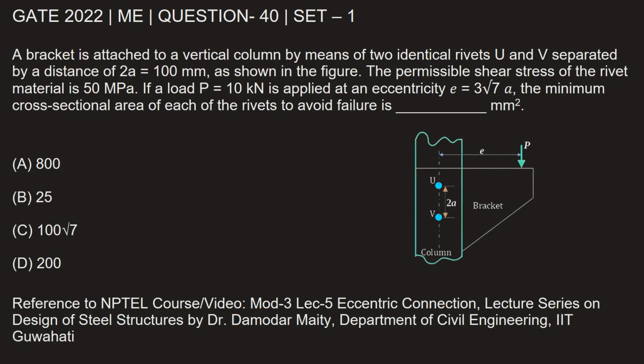This question is from GATE 2022 Mechanical Engineering paper set 1, question number 40. A bracket is attached to a vertical column by means of two identical rivets U and V separated by a distance of 2a of 100 mm as shown in the figure. The permissible shear stress of the rivet material is 50 megapascal. If a load P of 10 kilonewton is applied at an eccentricity e of 3 root 7 times a, the minimum cross-sectional area of each of the rivets to avoid failure is dash millimeter square.